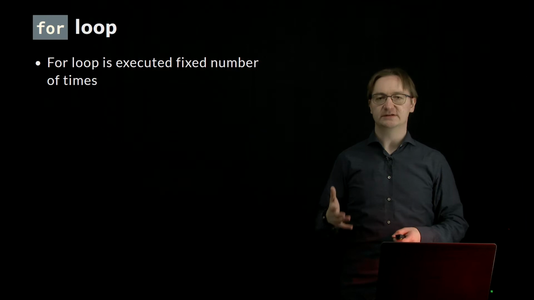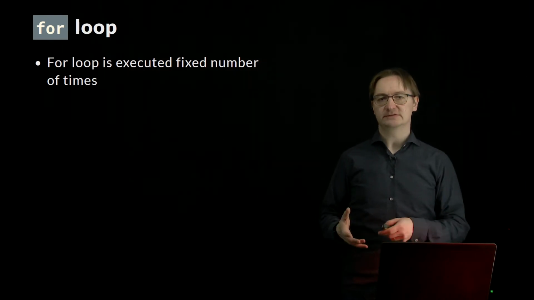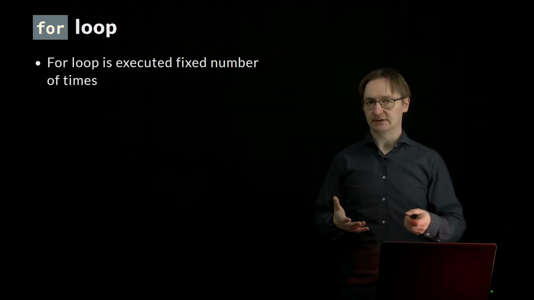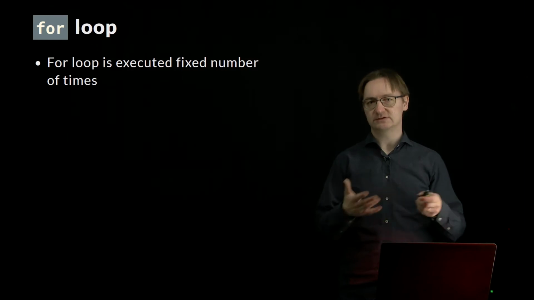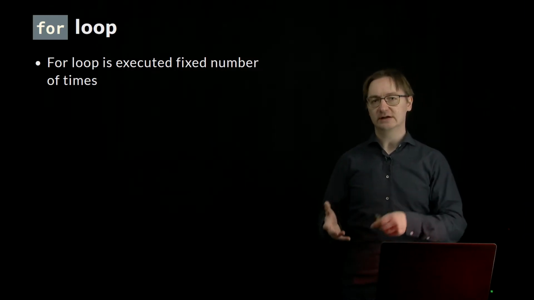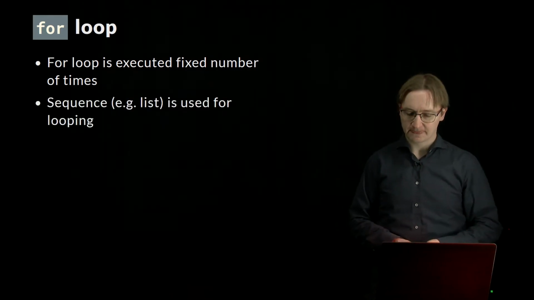Let's talk about for loop. A for loop is executed a fixed number of times. In comparison with a while loop, there we had a condition. When the condition is met, the body of the loop is executed. Here we have a fixed number of times we want to repeat our code.